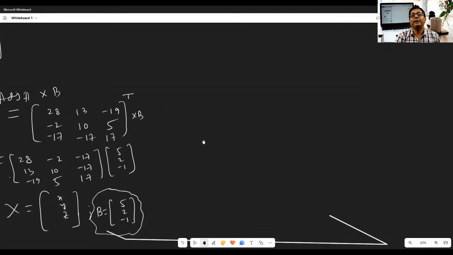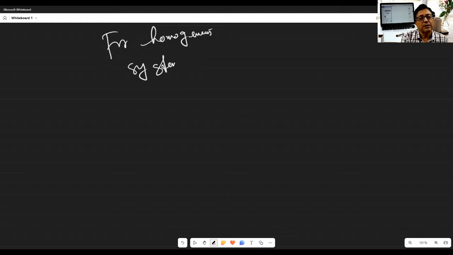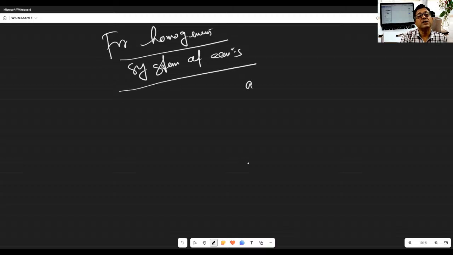Now, there may be a special case where the right hand side is 0 permanently. Zero permanently means it is a homogeneous system of equations. What to do for a homogeneous system of equations? Know by the matrix method first. For a homogeneous system of equations like this.